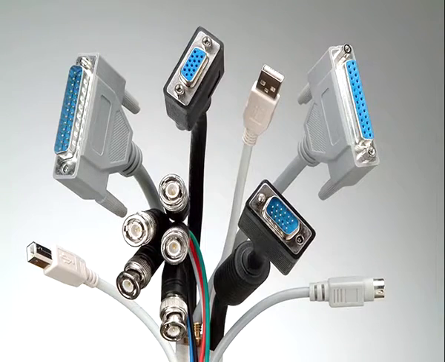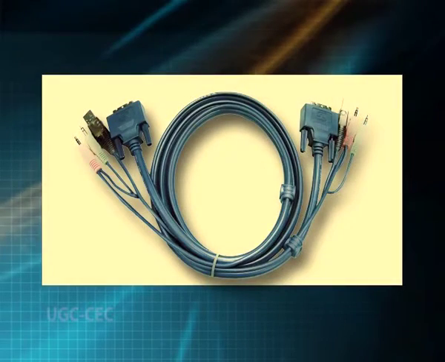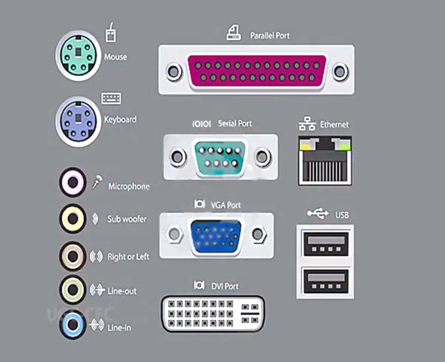Almost every other part of your computer connects to the system unit using cables. The cables plug into specific ports, typically on the back of the system unit. Hardware that is not part of the system unit is sometimes called a peripheral device or device.